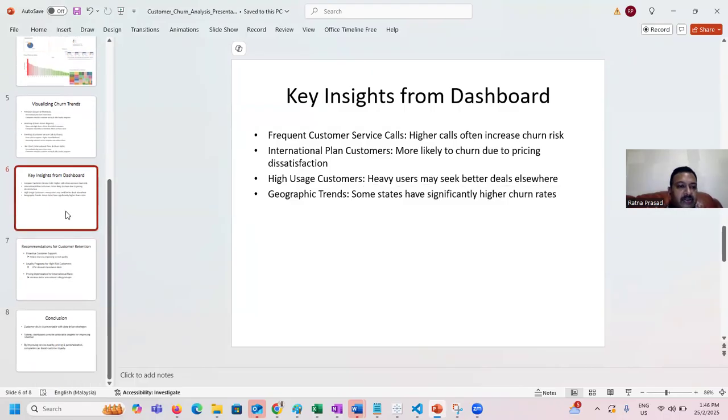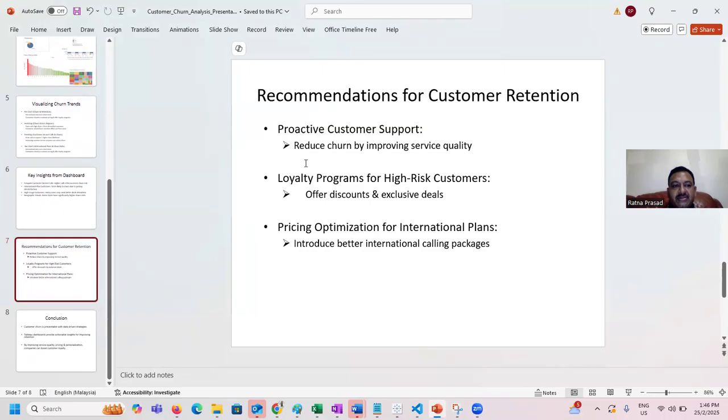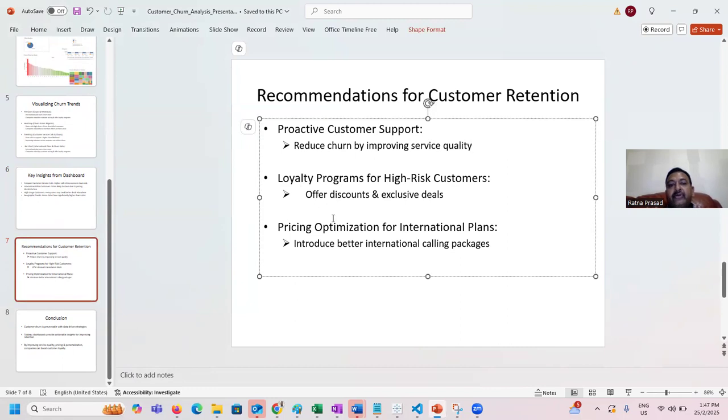Then there are recommendations. We can have proactive customer care support and reduce the churn as much as possible by improving customer service quality. Introduce loyalty points for high risk customers, offer discounts and exclusive deals, and provide better international calling packages.